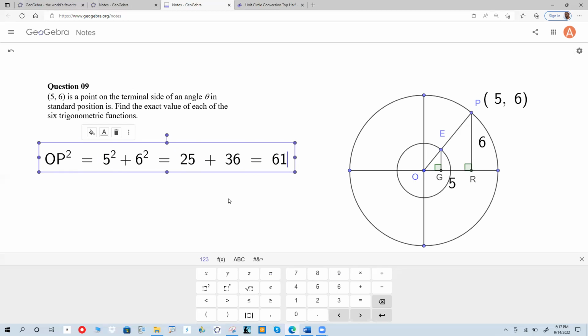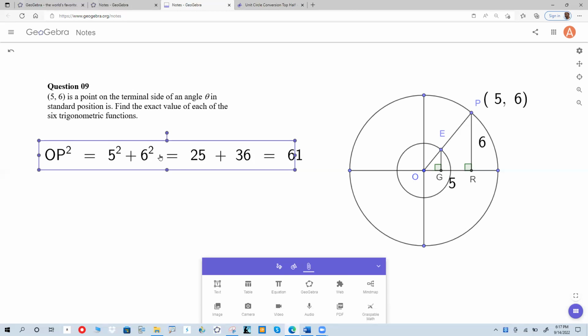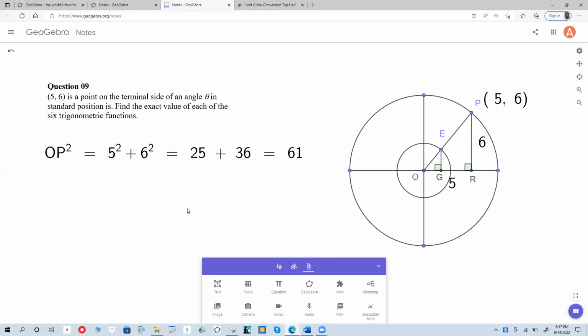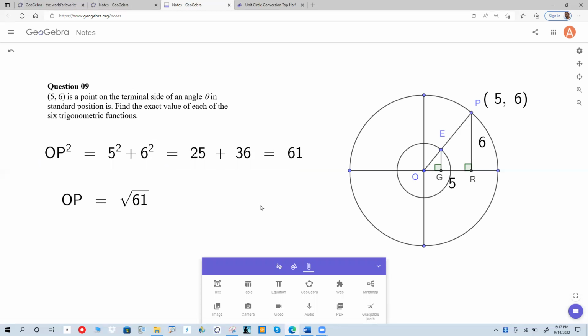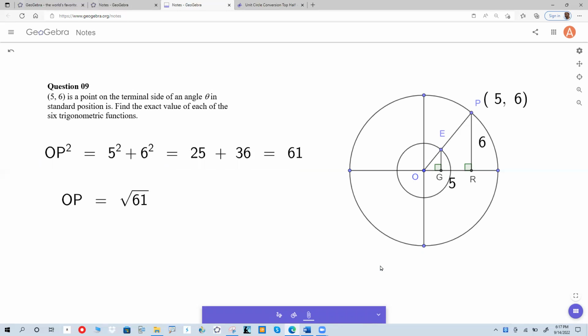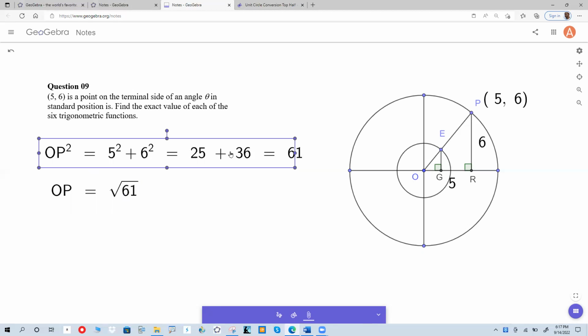You leave it here, but you're really interested in OP, so you have to find the square root of 61. And we will consider the positive value because it's a radius. Radius is positive. Okay, now the square root of 61 is greater than 1. You can punch it in your calculator and you're going to see it's close to 8.